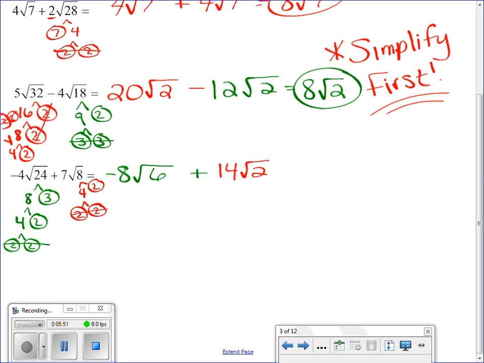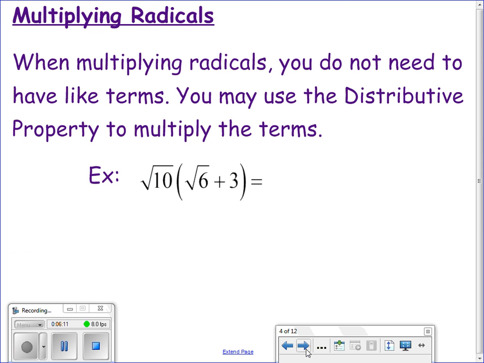Are they like terms? No. So what is the simplified version of it? It's right here. If your radicals don't match, you can't add them together. But make sure they're simplified before you make that determination. Okay? All right. Questions on the adding and subtracting before we move on to multiplying?